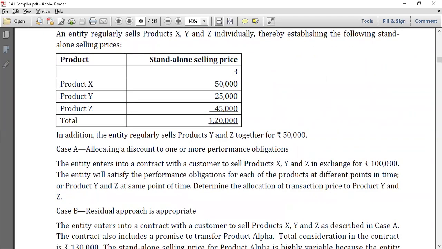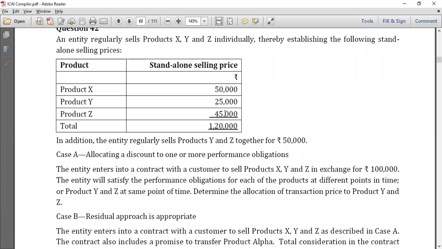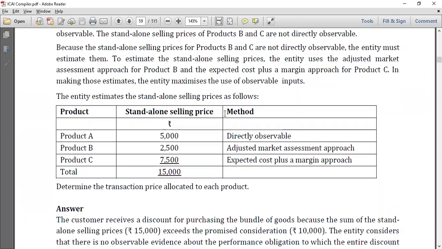In the same way, the next question is also given. In this also, Y and Z together will be 50. So when Y and Z together is 50, you will allocate the discount, whatever the discount is, to Y and Z. In the previous problem, allocating the 5,000 to both is wrong. Why? Because only 5,000 for product A is directly observable, and B and C are not directly observable. There is no direct evidence that B and C are sold together in a package.